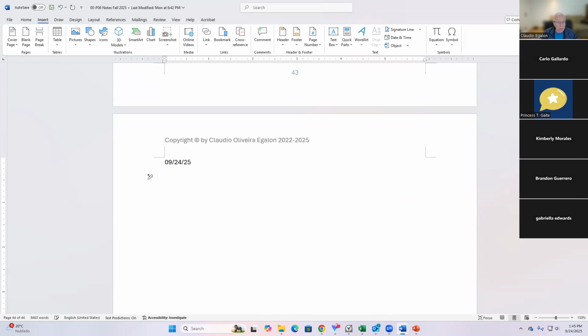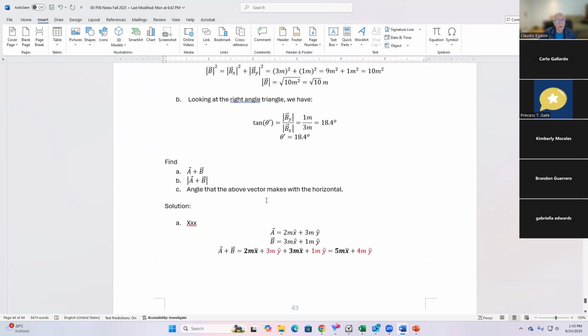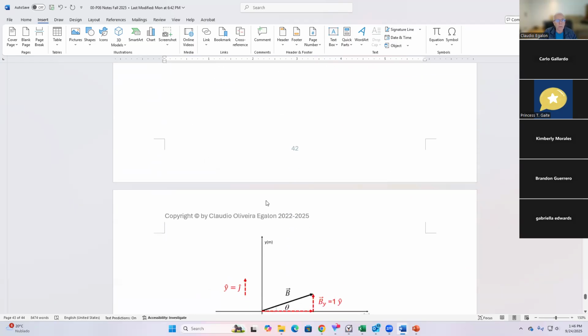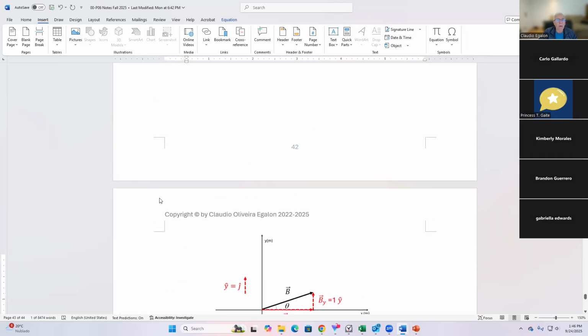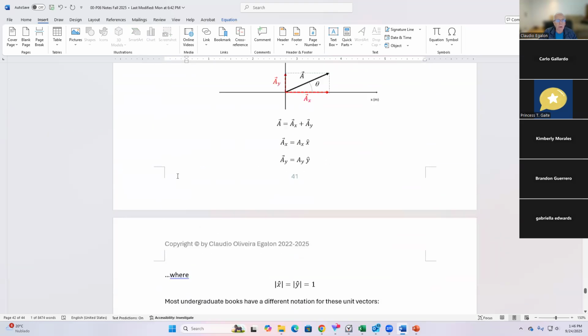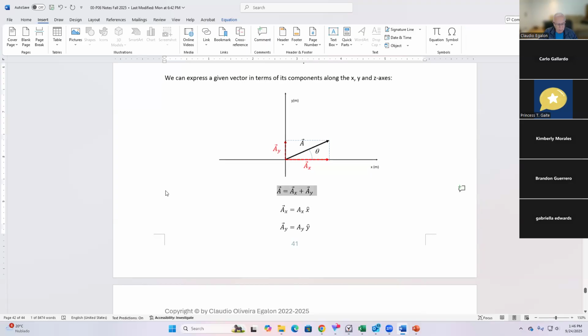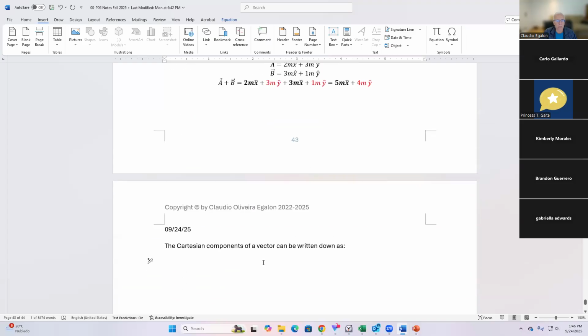So, let's just summarize here. The Cartesian components of a vector can be written down as you go. We have this one, I wanted the A vector. Here you go, that's the one I want. It can be written down as the x component of a vector plus the y component of the vector.